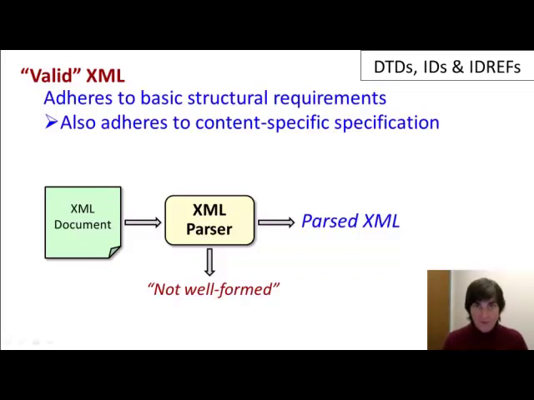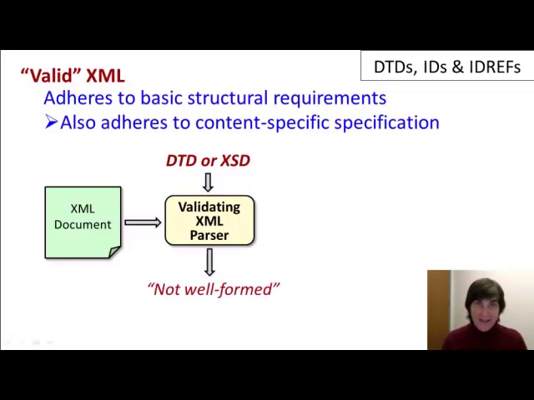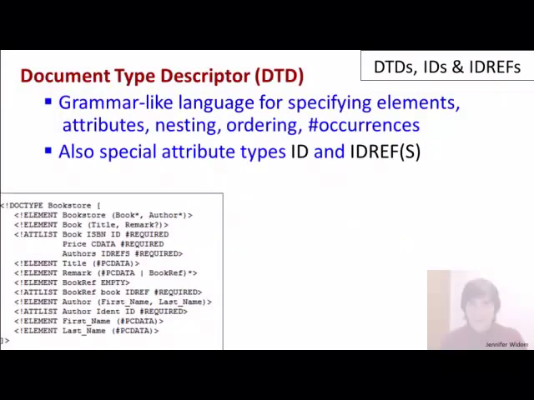Now let's consider what happens with valid XML. Now we use a validating XML parser, and we have an additional input to the process, which is a specification, either a DTD or an XSD. So that's also fed to the parser along with the document. The parser can again say that the document is not well-formed if it doesn't meet the basic structural requirements. It could also say that the document is not valid, meaning the structure of the document doesn't match the content-specific specification. If everything is good, then once again, parsed XML is returned.